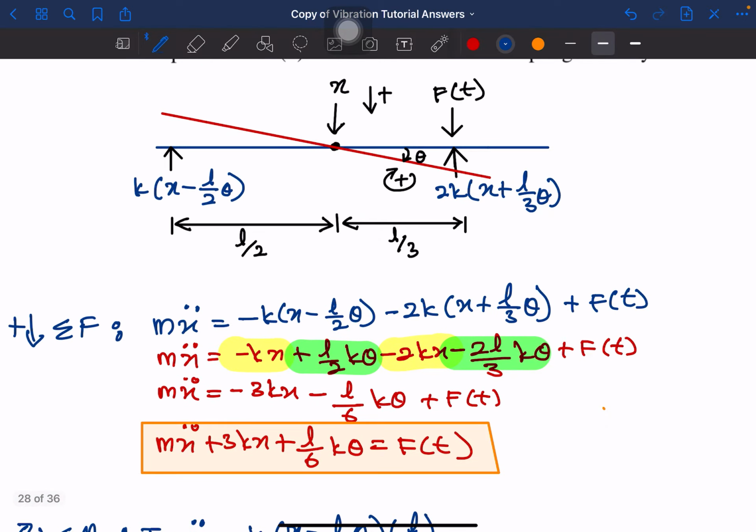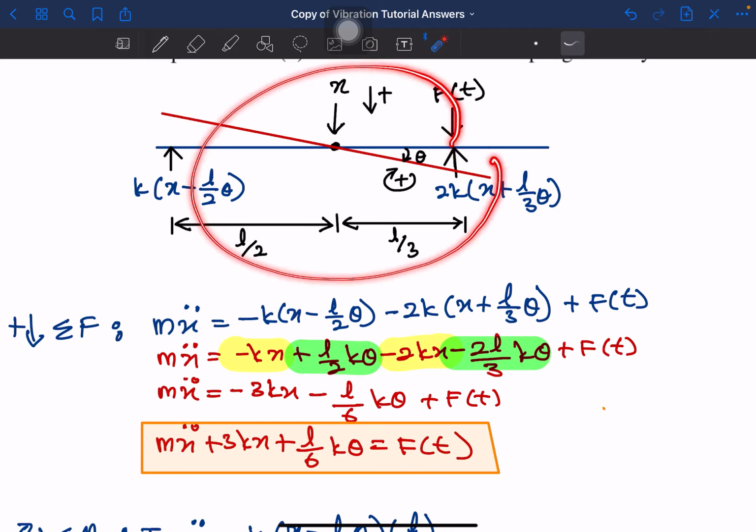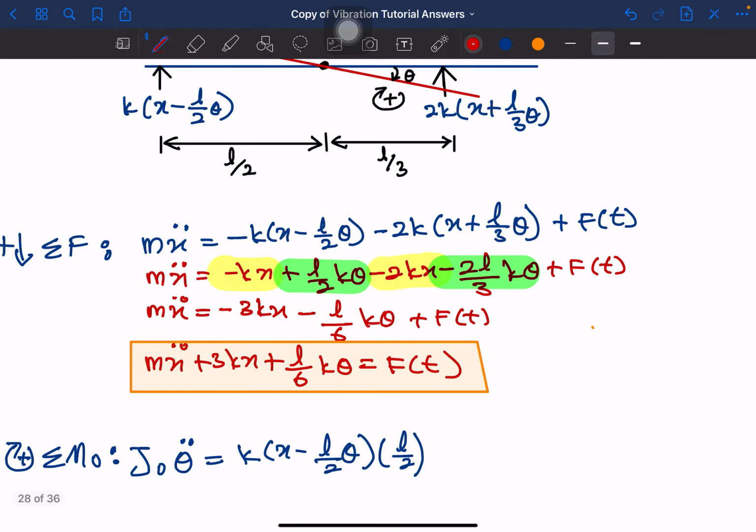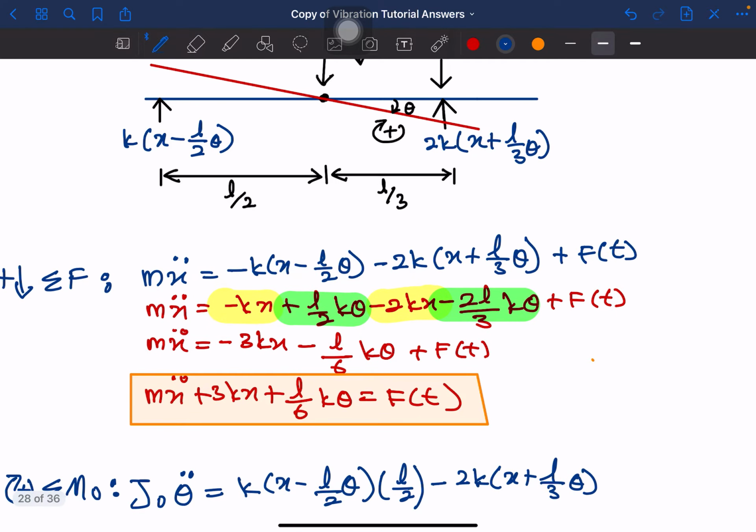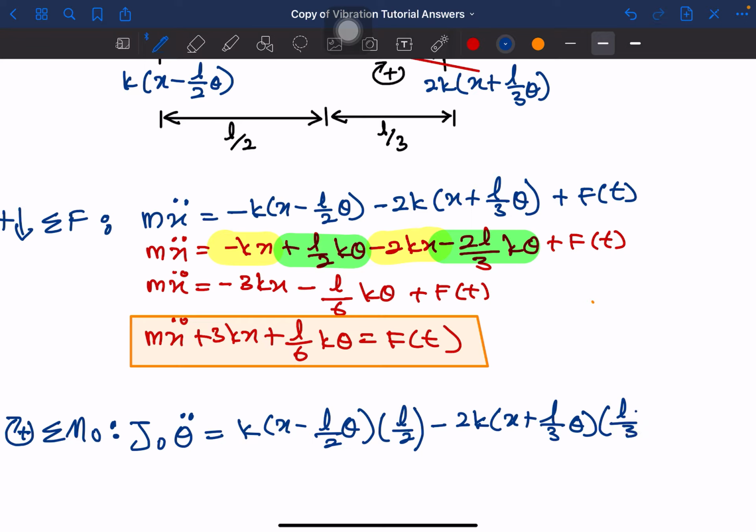Okay, next, for the second force, the force in the second spring. This force is going upwards, right? So going upwards from the center, it will be like this, which means it goes counterclockwise. So it will be negative because we define clockwise as positive. So negative the force 2k(x + l/3 θ). That's the force times the distance, moment. The distance from the center is l over 3. Multiply again with l over 3.